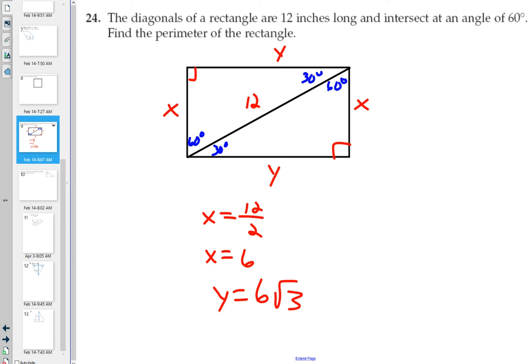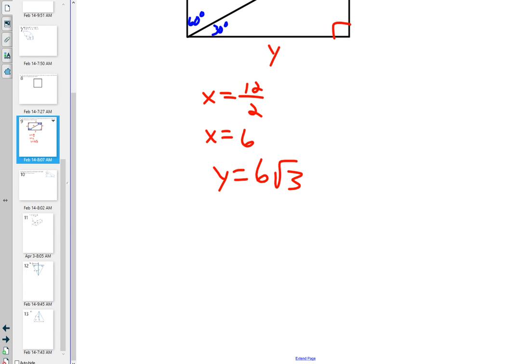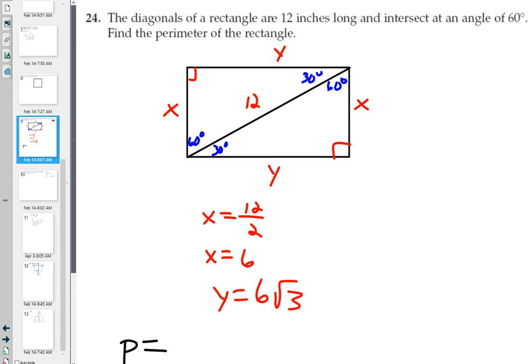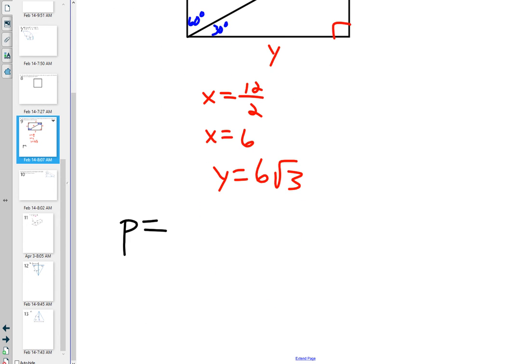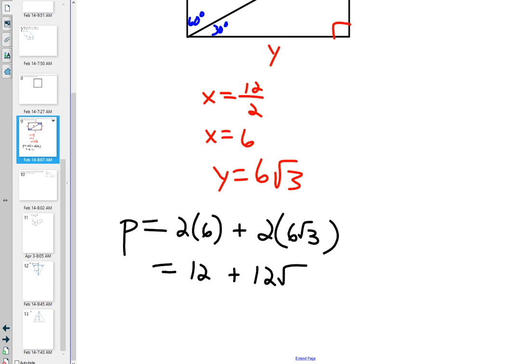Right now, this is a perimeter problem. They want us to add all the sides up. How many sides of the rectangle measure 6 inches? 2. So there's 2 6-inch sides plus how many sides measure 6 square root of 3? 2. Awesome. This gives you 12. This gives you 12 square root of 3. Can 12 be added to 12 square root of 3?